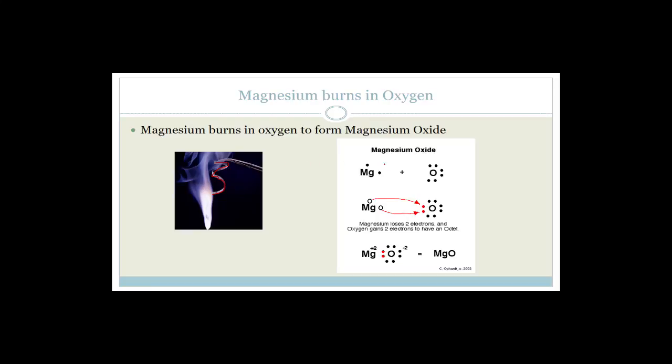So what happens is you've got magnesium, which is in group 2, so it has 2 valence electrons, and oxygen is in group 6, so it has 6 valence electrons. Both of these want to be neutral, the same as a noble gas. So magnesium is going to lose 2 of its electrons, and oxygen is going to gain those 2 electrons to have a full octet. Together, they have full shells to form magnesium oxide.